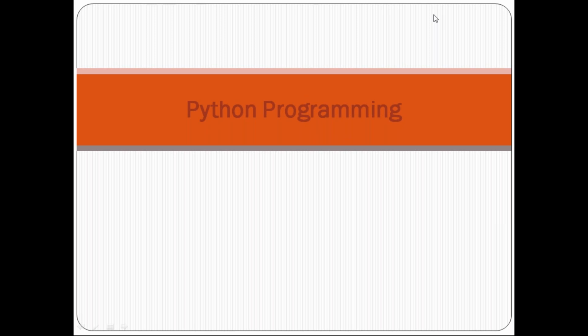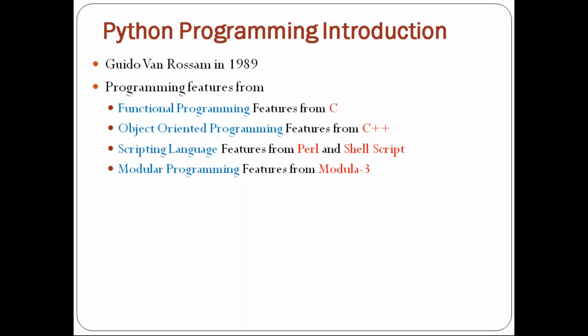Welcome to all the participants for the FDP program on artificial intelligence. Now we are going to see the fundamentals of Python programming. Python was developed by Guido van Rossum in 1989, and it has taken features from C, C++, Perl, and Modula-3: functional programming features from C, object-oriented programming features from C++, scripting language features from Perl and shell script, and modular programming features from Modula-3.